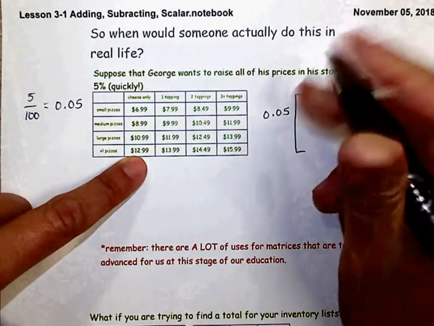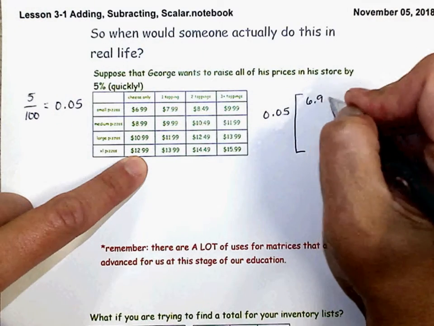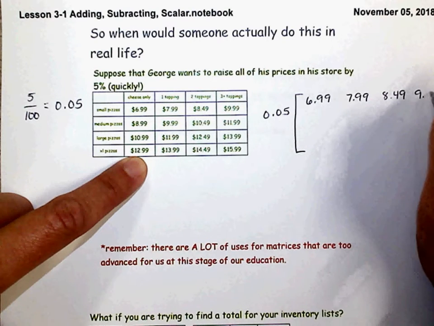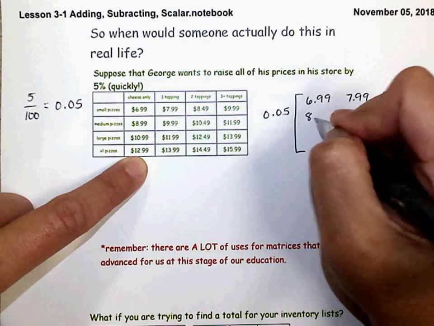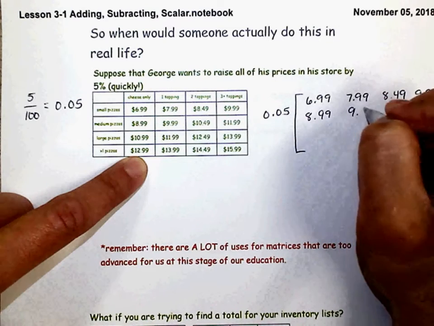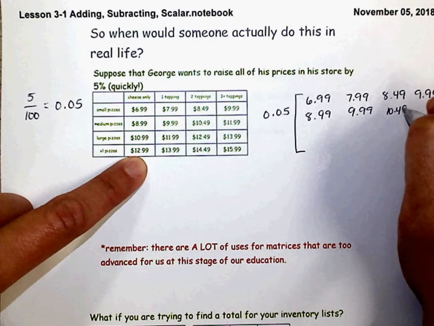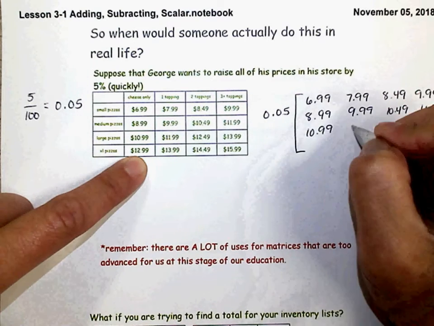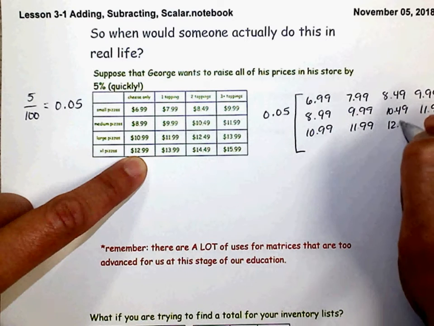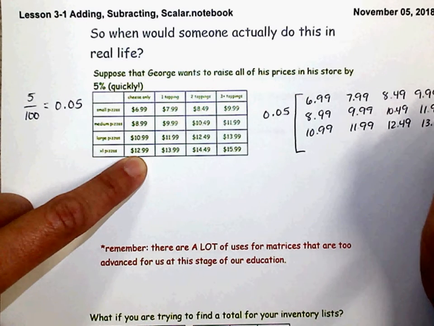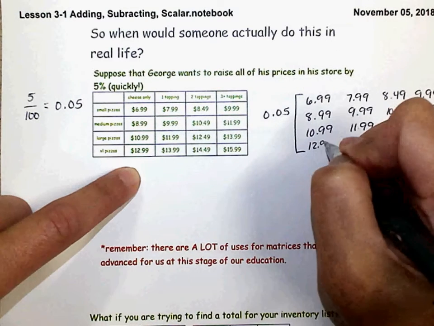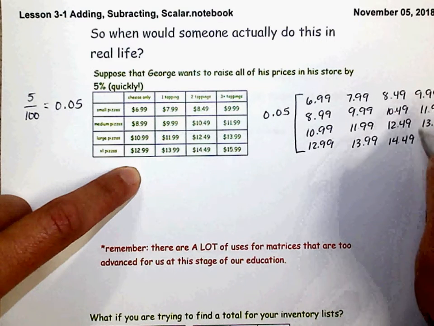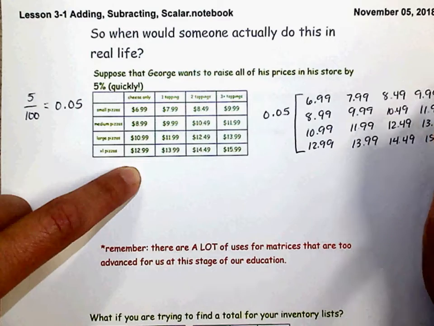So 6.99, 7.99, 8.49, 9.99, next row 8.99, 9.99, 10.49, 11.99, 10.99, 11.99, 12.49, 13.99, 12.99, 13.99, 14.49, and 15.99.